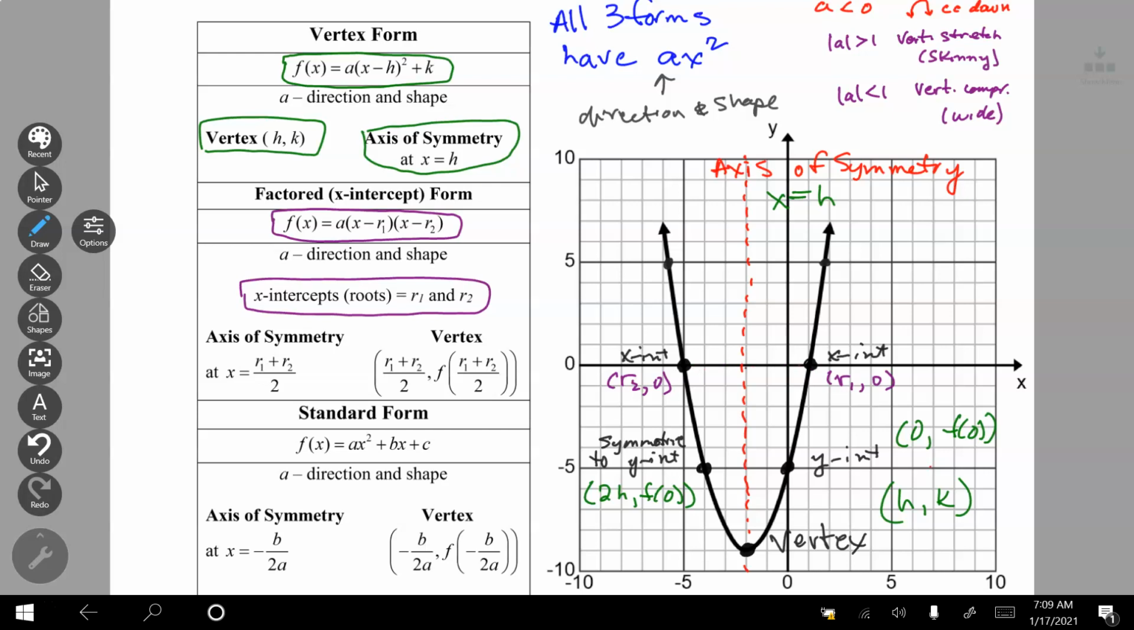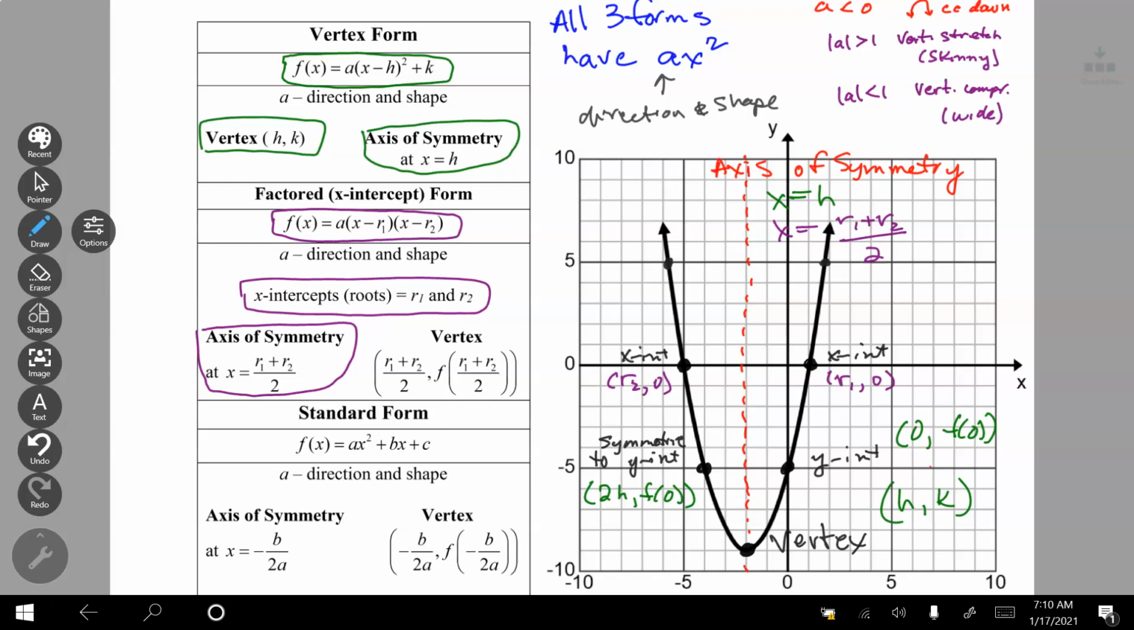The axis of symmetry is always going to be in the middle of two dots that are on the same y. So in the middle, how do you find the middle of two things? Well, to find the middle of two things, I just add them together and divide by 2. So this axis of symmetry is going to be x equals r1 plus r2 over 2.